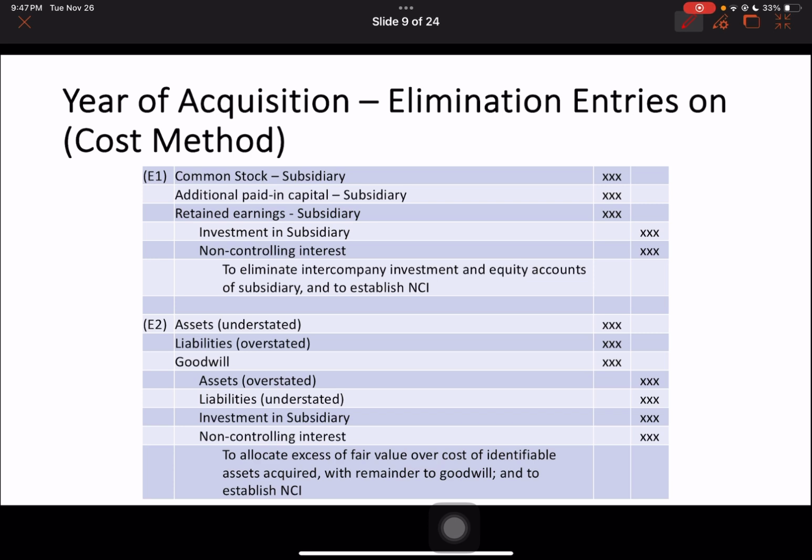On the first year of acquisition, the parent, assuming that it is accounting for the investment in subsidiary using the cost method, prepares the following eliminating entries. The first 2 eliminating entries are exactly the same as the eliminating entries prepared on the date of acquisition. This is because these 2 eliminating entries did not affect the separate financial statements of the parent and the subsidiaries when they were first made on the date of acquisition. Hence, every time the parent has to consolidate, the parent needs to repeat these 2 eliminating entries.